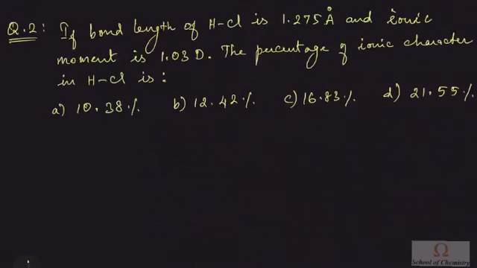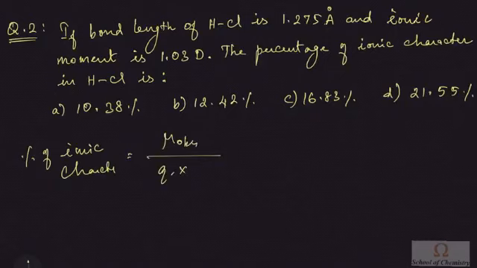Second problem. If the bond length of HCl is 1.275 angstrom and the ionic moment is 1.03 debye, the percentage of ionic character in the HCl bond is, so the four options are given. We know that percentage of ionic character is given by the formula mu observed by Q into D, into 100 of course.